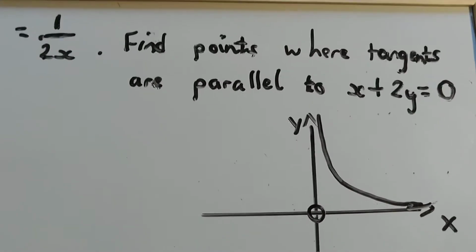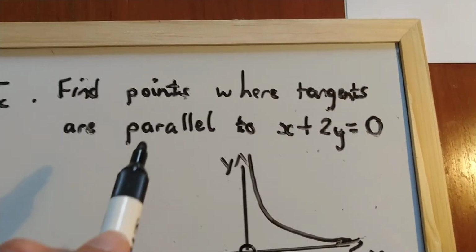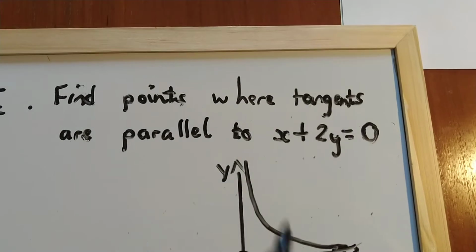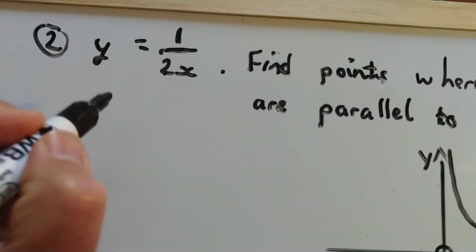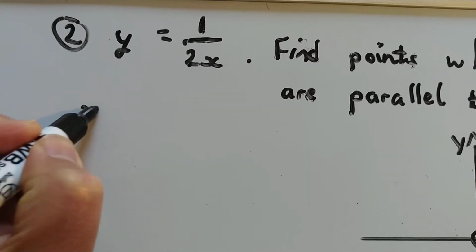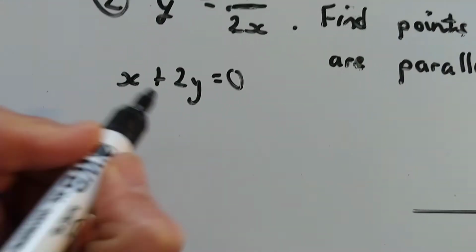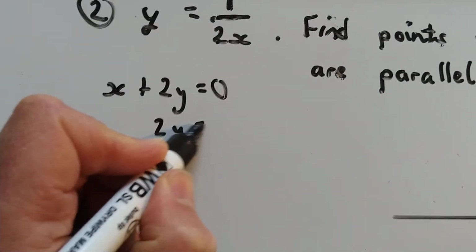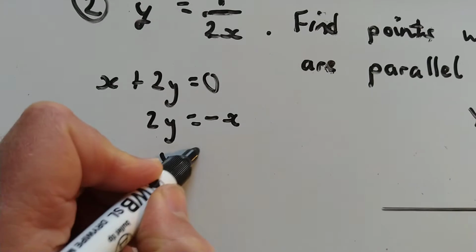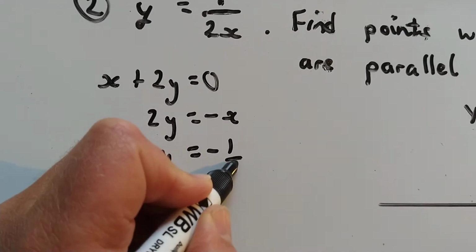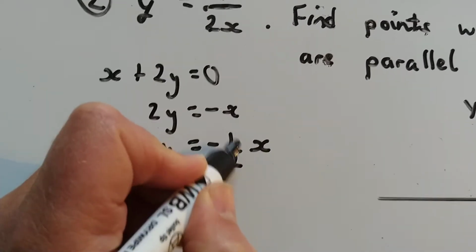But whether we draw that or not, we know that we're talking about gradients for parallel lines. Parallel to x plus 2y equals 0. So let's find out what the gradient of this line is. Starting with x plus 2y equals 0, 2y is negative x. y is negative a half x.